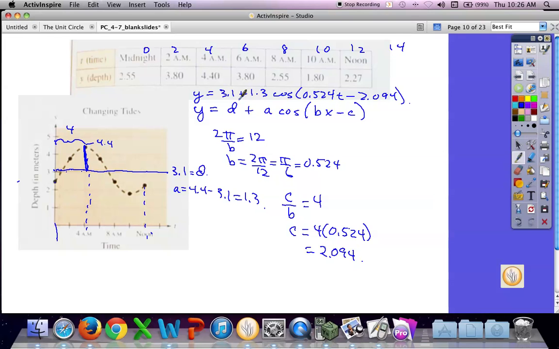They did in this question ask you to do a couple of predictions and figure out what the tide is at 9 a.m. and 3 p.m. 9 a.m. would have been halfway between these two. 3 p.m. was beyond our data, but we could have predicted it with our model.